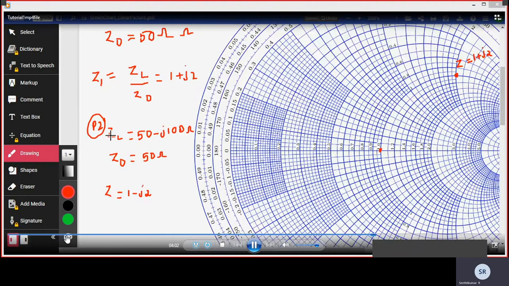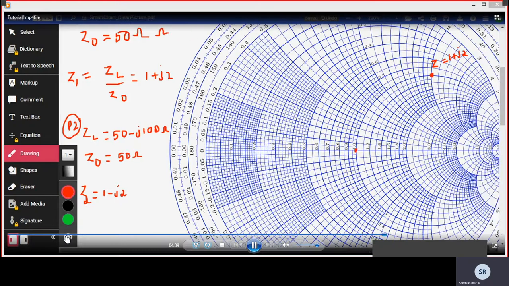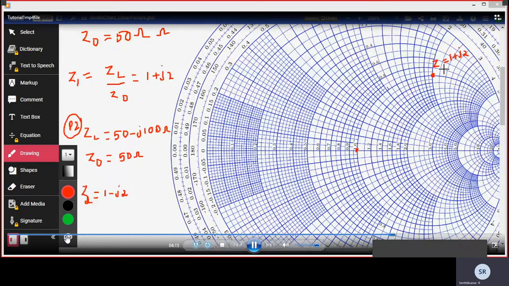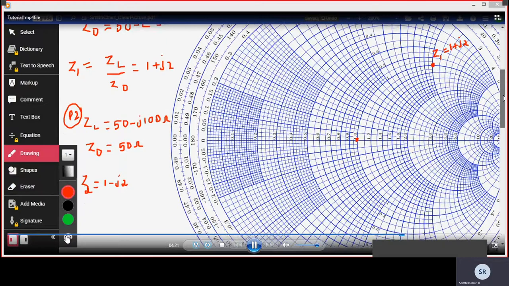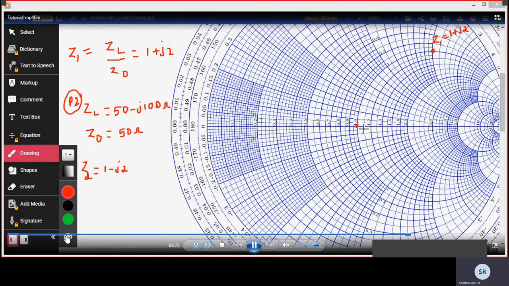So the 1 corresponds to the normalized resistance value and minus j2 corresponds to the normalized capacitive reactance. Where to mark this capacitive reactance, minus j2? Assume that the normalized impedance z1 is equal to, first column, z1 is equal to 1 plus j2. For the second column, the normalized impedance is equal to z2.